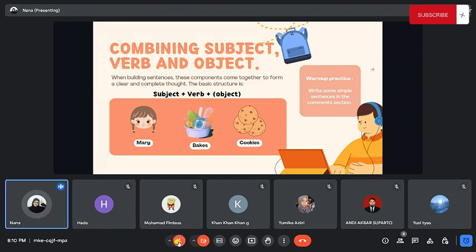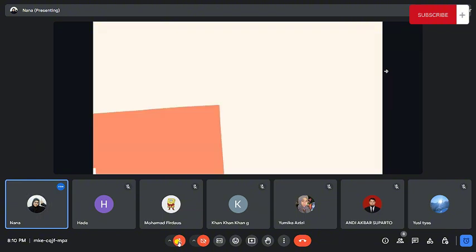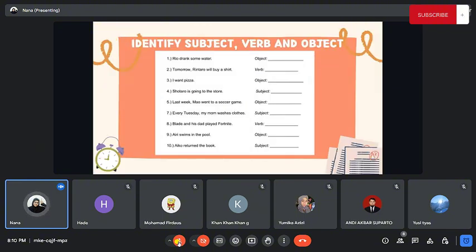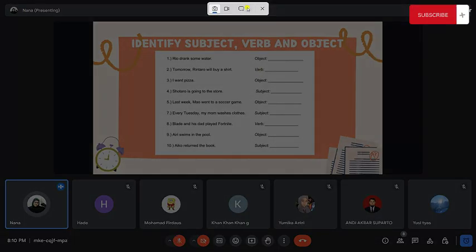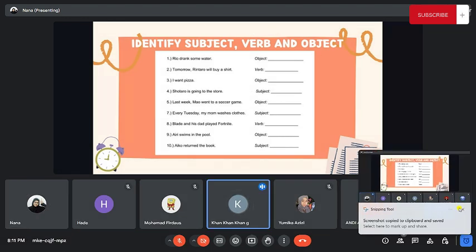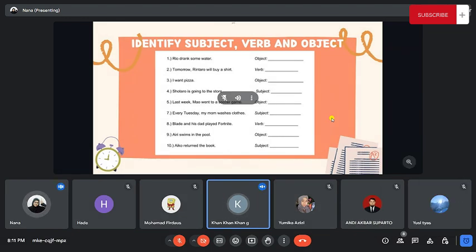Okay, let's move on to the next one. Just a little activity time: identifying subject, verb, and object. Anyone would like to answer the first question, please? I'll be the first one to answer. Rio drinks some water. Which one is the verb and which is the object? The object is some water. Okay, that's right. Thank you so much.